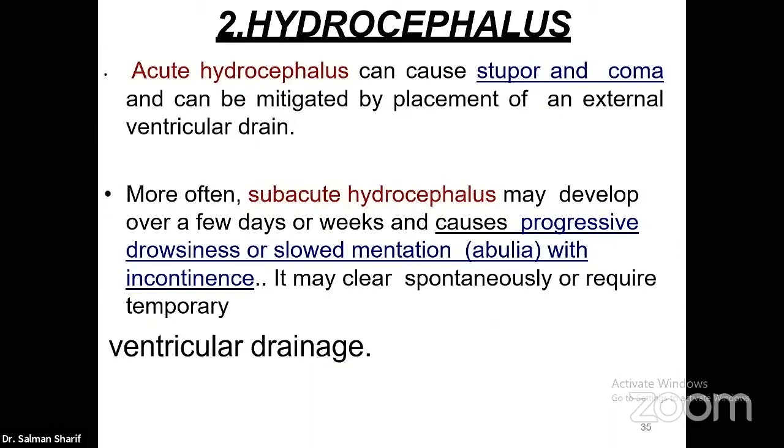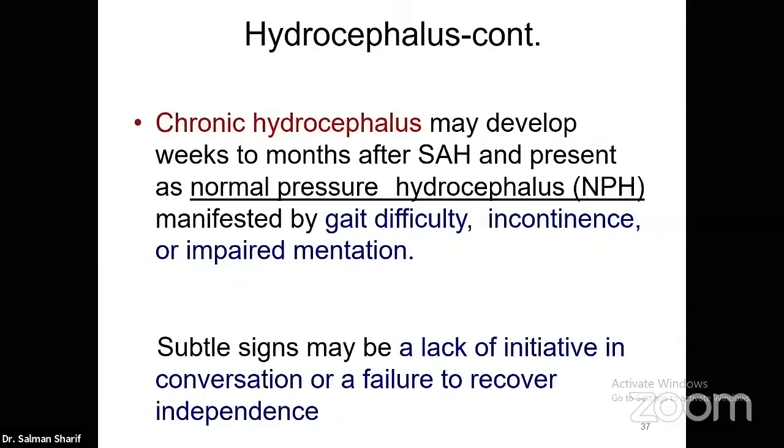Hydrocephalus is another grave complication and should be dealt with efficiently, as it may lead to stupor, coma, and even death if not dealt with accordingly. Subacute hydrocephalus develops gradually and is dealt with by ventricular drainage or shunts. Chronic hydrocephalus may develop over months and can be dealt with like NPH by a hydrocephalus shunt.